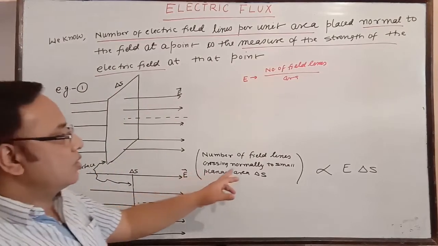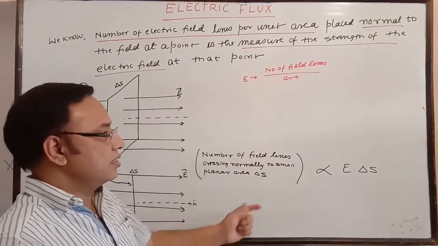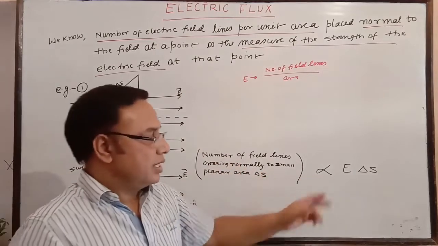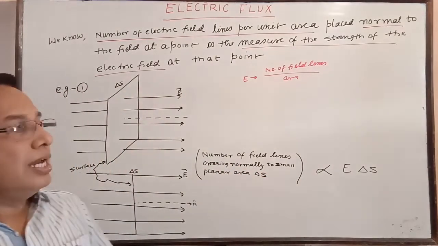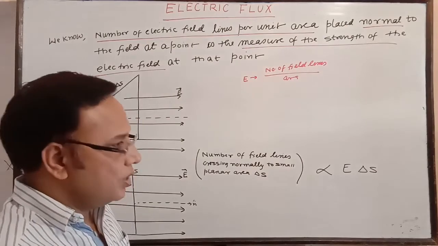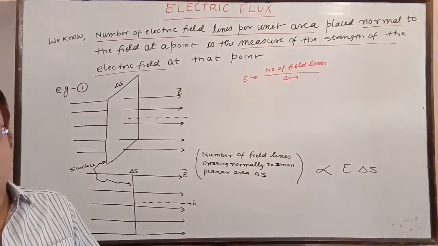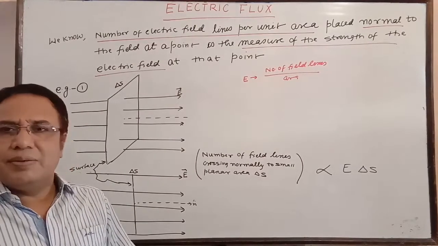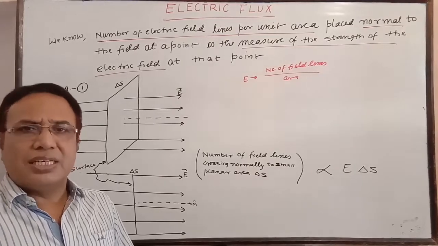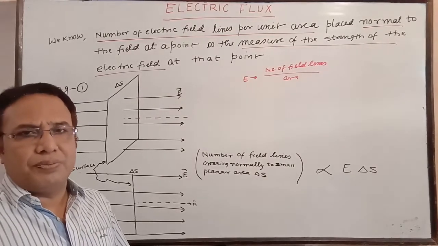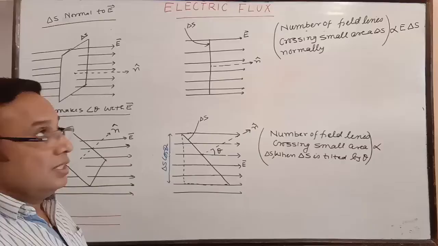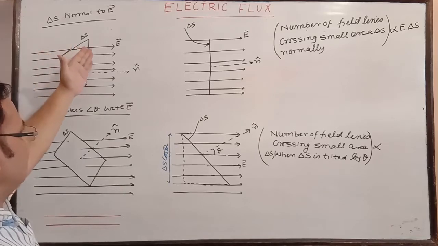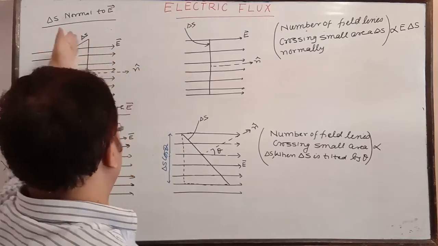The number of field lines crossing normally a small planar area, delta S, is proportional to E into delta S. Here we are not taking an equality sign. The reason is, it depends on how many lines we choose to draw from a given charge. So it is physically significant to speak of the relative number of field lines crossing a given area at different points. What we have seen is, when this area delta S is normal to the electric field vector, it is the same as that one line drawn.